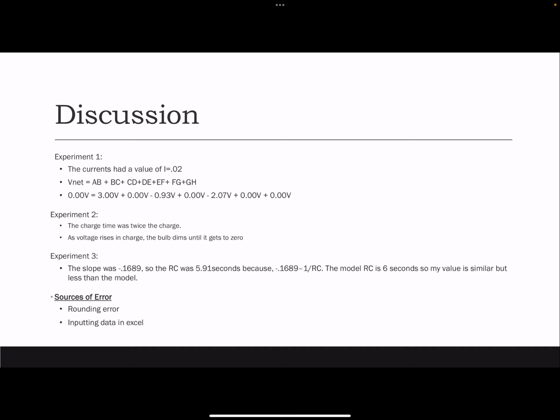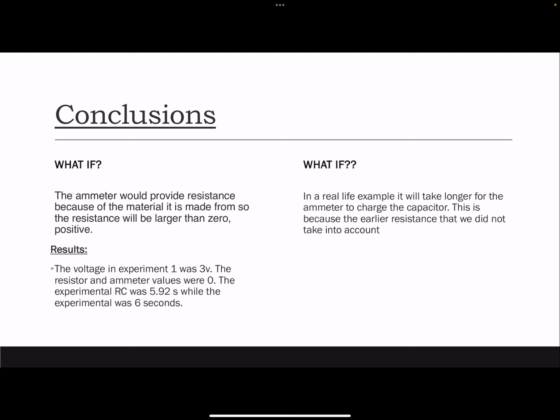A source of error that could produce that difference between my value and the model can be rounding error or inputting the data in Excel, because that's where I got the slope from. Finally, to conclude the first what-if question, the ammeter would provide resistance because of the material it is made from. So the resistance would be larger than 0, and it will be positive, which will affect the data.